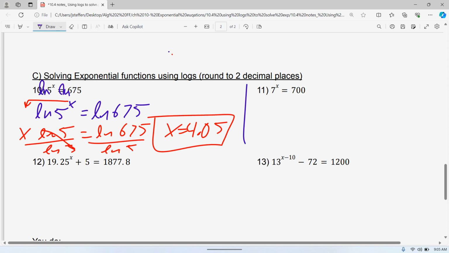The next one, 7 raised to the x is equal to 700. Again, don't make it harder than it is. Take the natural log of both sides. And actually, for me, I would not mind if you guys do this in one step, where now you take the x in front. So it's x times the natural log of 7 is equal to the natural log of 700. Then divide both sides by the natural log of 7.